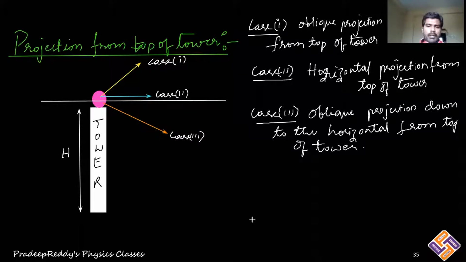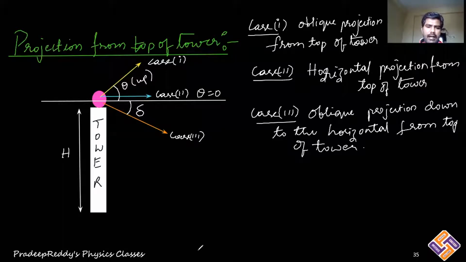With this horizontal axis, the first body is being projected at an angle theta upward with the horizontal, and in the second case, what is the angle? Theta is equal to 0, and in the third case, down to the horizontal, it is projected with some angle delta. So three possible cases we have.